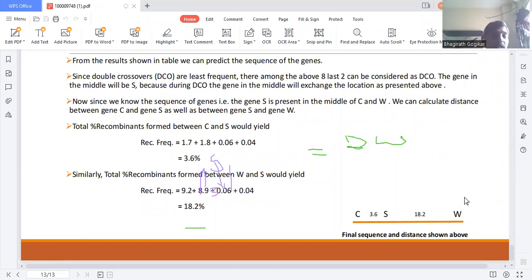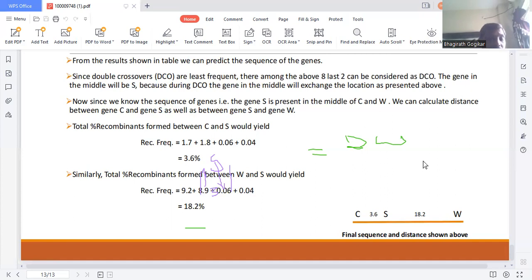So, the formula everybody should remember. Another one is interference. Interference is nothing but, in case of double crossovers, chiasmata formed between the genes, and the frequency of double crossovers is found to be much below the expected value. The expected double crossover value is equal to single crossover region 1 and single crossover region 2 into 100. The actual double crossover value we get from the DCO by total progeny into 100.